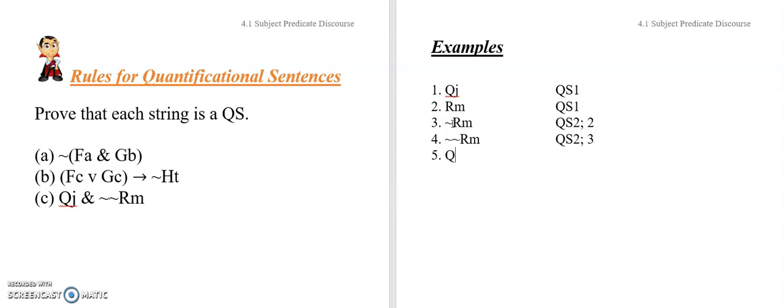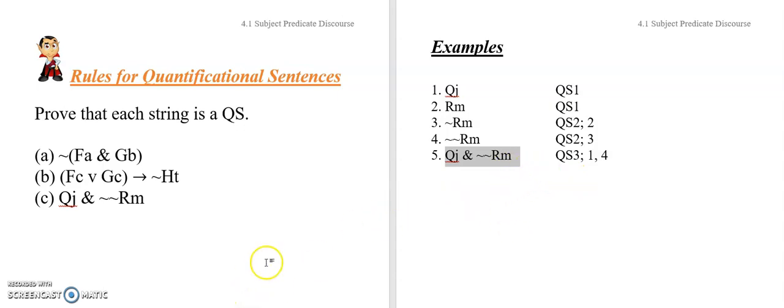Then what we can do is we can do QJ and not RM, and that's QS3 on what? You tell me. Lines what? 1 and 4. Okay. And again, this whole thing here, this tree, proves that this construction is in fact a quantificational sentence. Okay? All right, logic fans, make sure you're doing the practice problems to make sure you're understanding all of this.